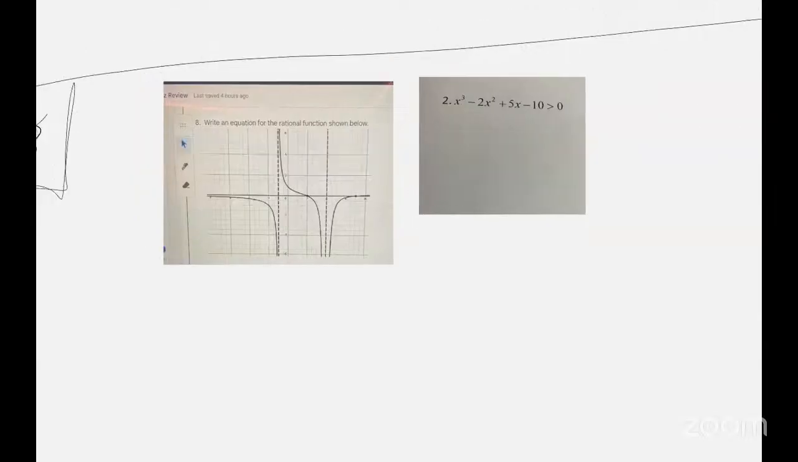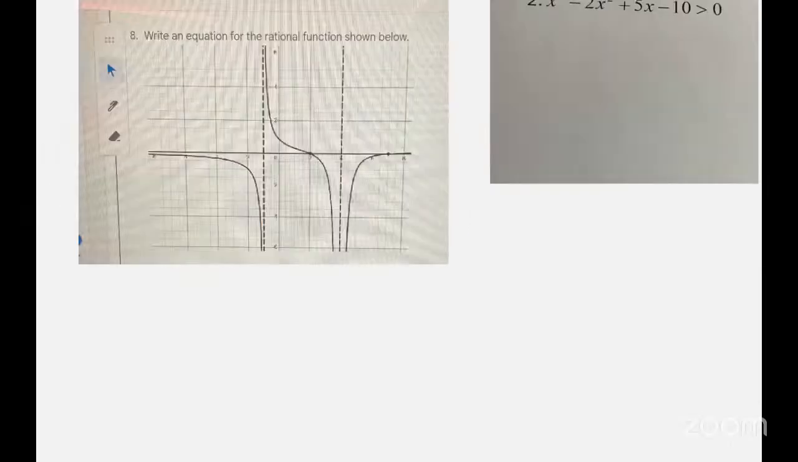Okay, so write an equation for the rational function. You know that the vertical asymptotes are going to be denominators, right? So x plus 1 will be in the denominator. And then what is that? 4? Yeah, x minus 4 squared. It'll be squared because they're approaching from the same direction toward negative infinity, right?